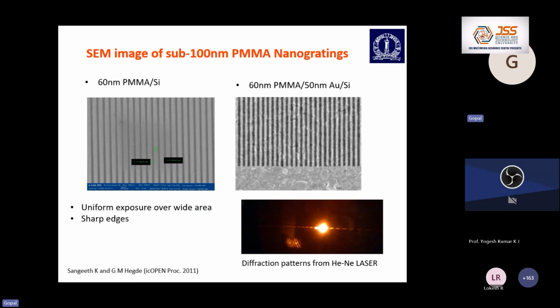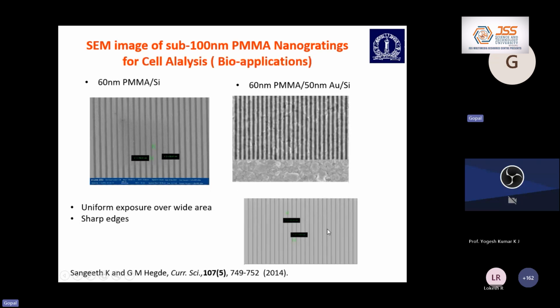One is 60 nanometer PMMA on silicon. This is 60 nanometer PMMA on 50 nanometer gold on silicon. So these two structures we fabricated and we studied their optical properties. If you take the resolution of the periodic gratings, the second structures are not very good in terms of biological application. The left one looks okay, uniform exposure over a wide area, and you can get a very good grating structure, and you have seen the diffraction as well. And this is how we published it somewhere.